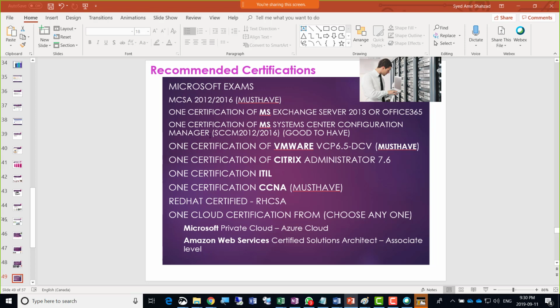Then there is SCCM course, which is System Center Configuration Manager. This is good to have. Like, this is an advanced one. After the must-haves are done, you should go for SCCM. There are so many jobs opening right now for SCCM because Windows 7 is about to expire and they're all migrating from 7 to 10. So they are asking for System Center Configuration Manager experts there that really can do this job.